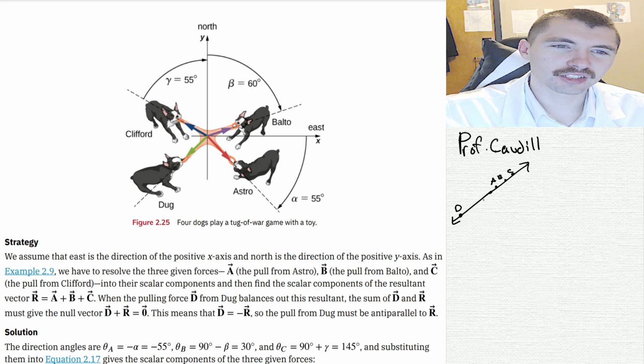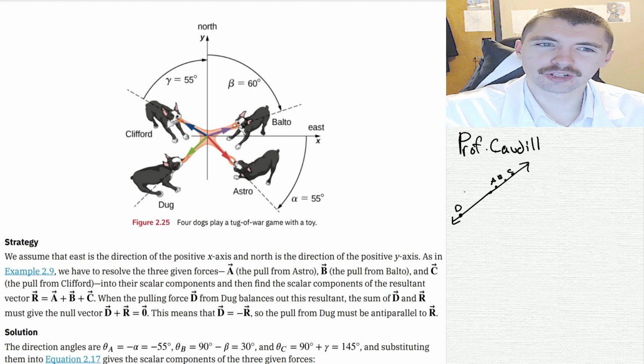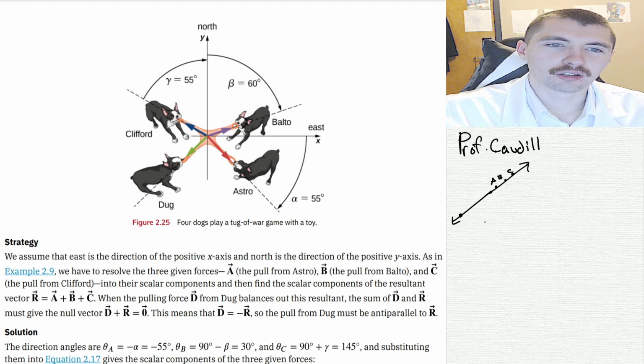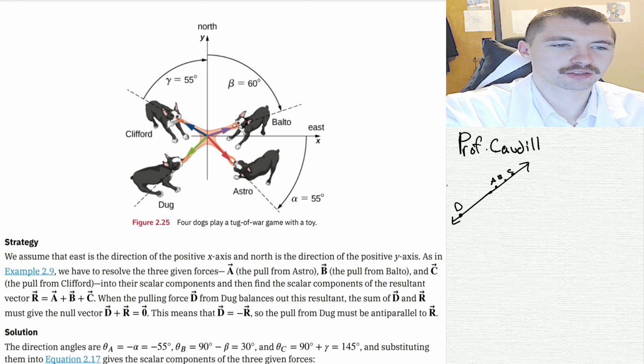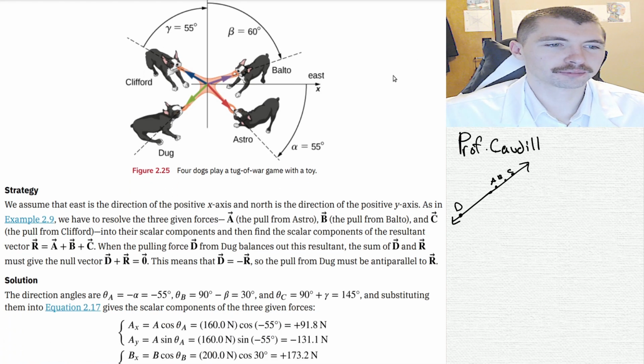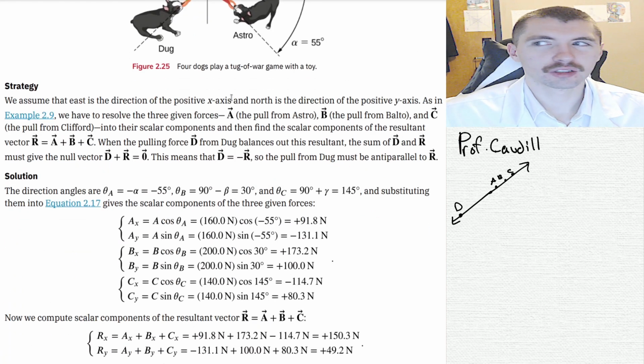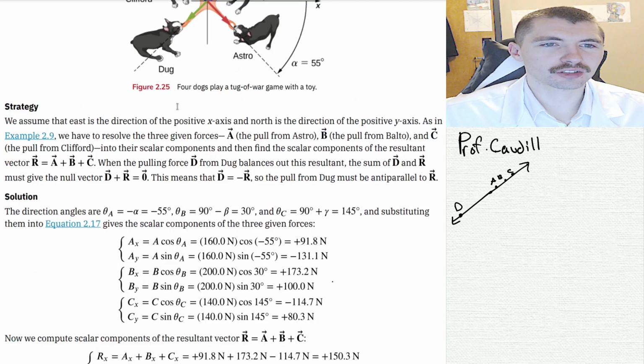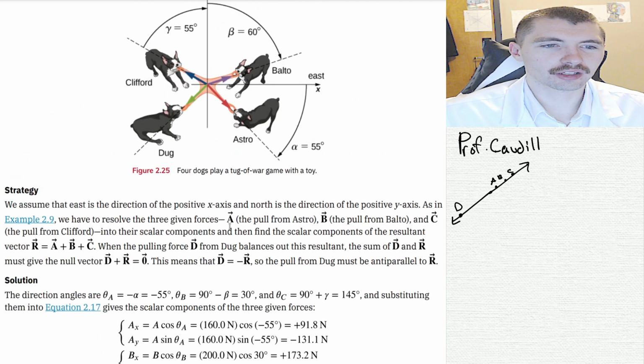If when you add these, it should give you something like this one. So let's see how the book does it. We assume east is that, okay.